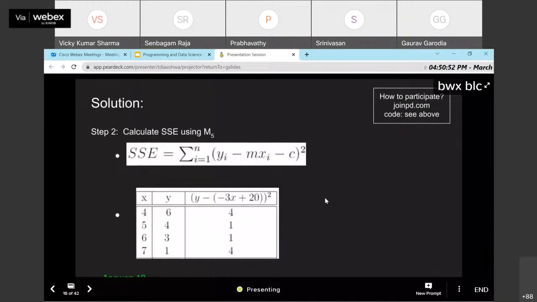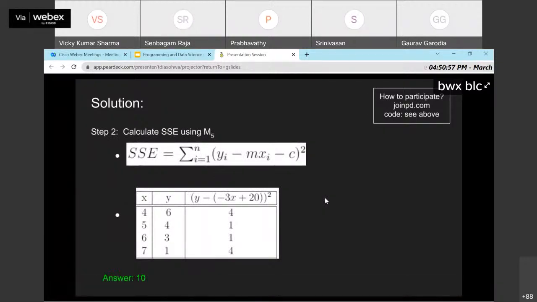You see the answer is 10, and I think most of you gave the answer as 10 itself because that was the value it shows there. But the answer was between 2 to 45. So I think some of you made some kind of calculation error.